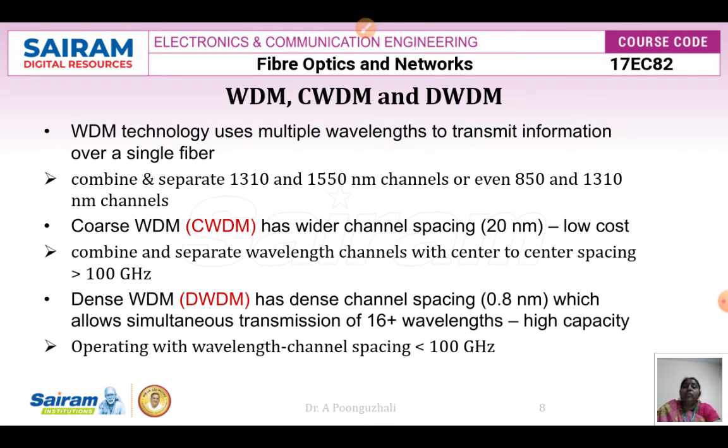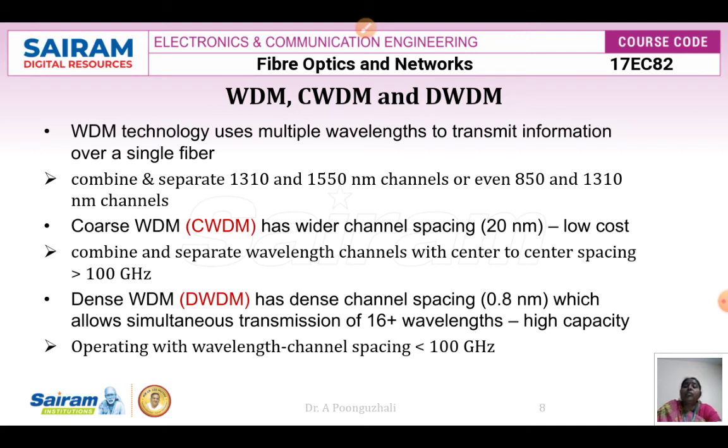So now we are going to see what is meant by wavelength division multiplexing, coarse wavelength division multiplexing and dense wavelength division multiplexing. Wavelength division multiplexing technology uses multiple wavelengths to transmit information over a single fiber. When I use the WDM technique, it combines the wavelengths and separates them at 1310 and 1550 nanometer channels, or even 850 and 1310 nanometer channels. Between these two ranges it can send the wavelengths.